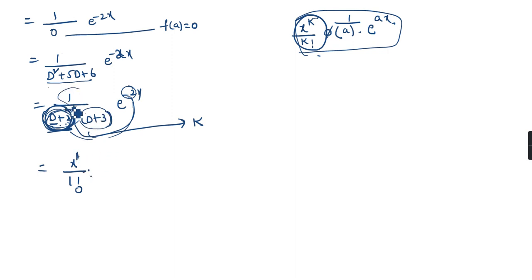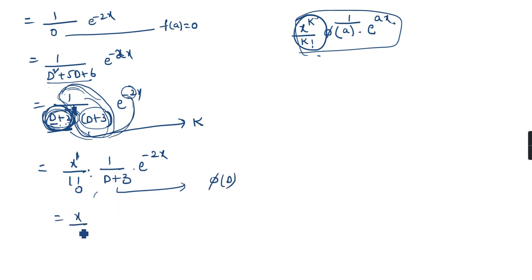And now the remaining 1 by d plus 3, that is phi of d, sorry, remaining this is phi of d. So that is 1 by d plus 3 into e power minus 2x. This is phi of d. Now replace d by a here. So x by 1 factorial into 1 by (minus 2 plus 3) into e power minus 2x. So x into e power minus 2x.